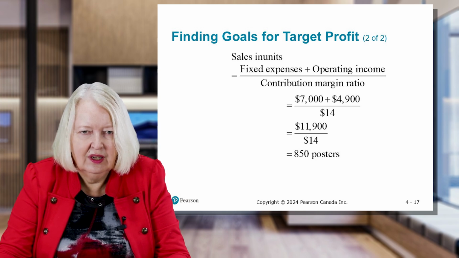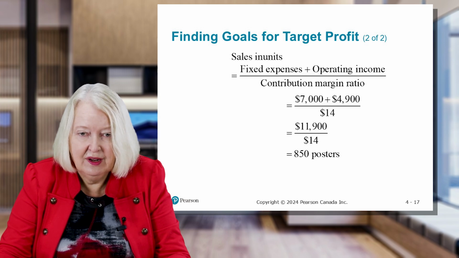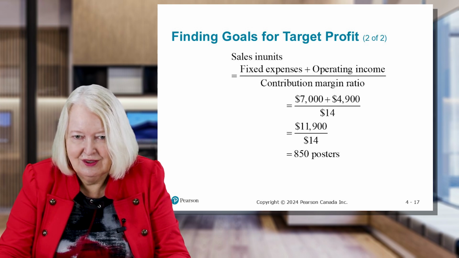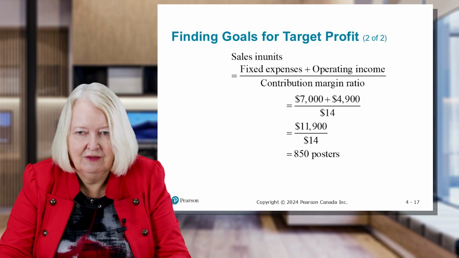So you could look at identifying the sales in units. Again, it's the same numerator, your 7,000 and 4,900, but this time, because we're looking for units, we're going to divide by the contribution margin in dollars. So $14 will give you 850.